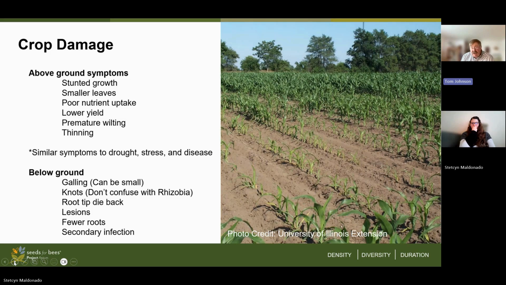You may see some root dieback, especially in the tips. Occasionally you'll see lesions. You might have fewer roots. A lot of times what you'll see is when you've had that root tip dieback, you'll have secondary infections of soil-borne pathogens, bacterial infections or fungal infections, because that root tissue's been compromised and that has a way for it to get in.